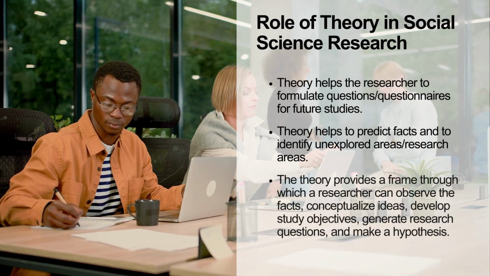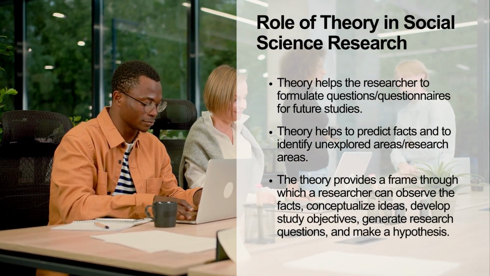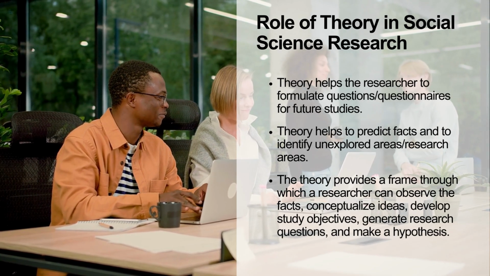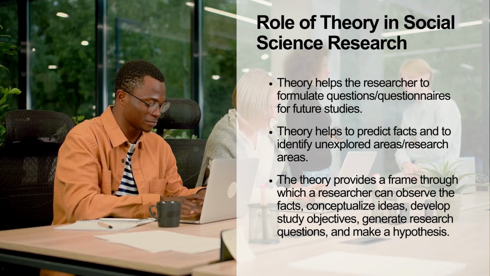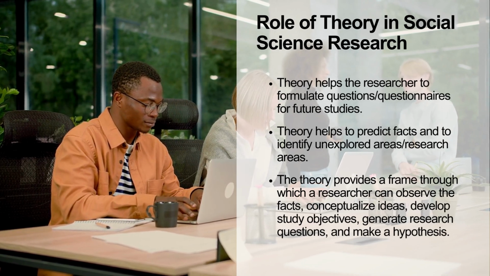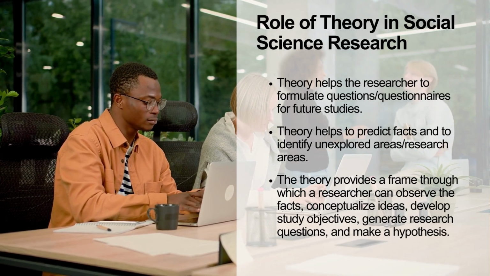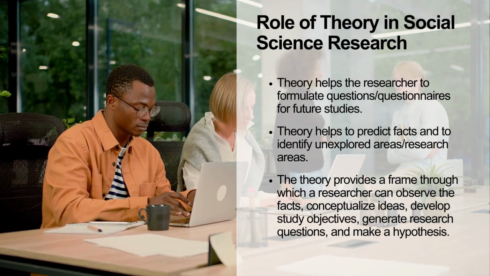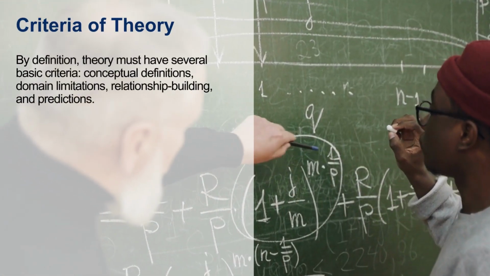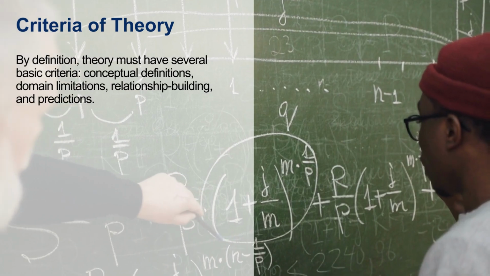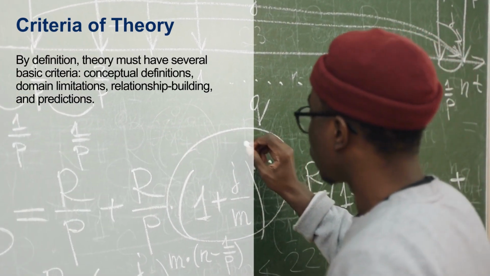The theory provides a frame through which a researcher can observe the facts, conceptualize ideas, develop study objectives, generate research questions, and make a hypothesis. New ideas for theories come from keeping up with the latest research, trying and failing and trying again, and using all of the wrong turns to map out a clear and convincing path to the right answer. By definition, theory must have several basic criteria: conceptual definitions, domain limitations, relationship building, and predictions.